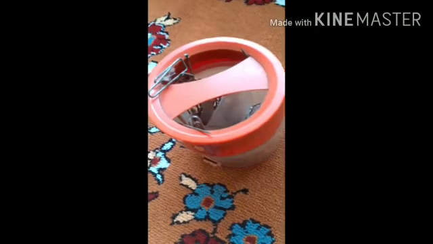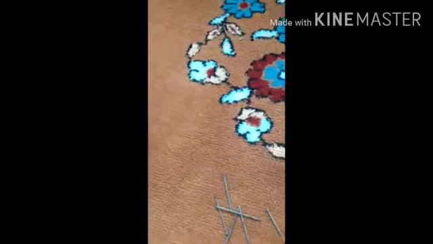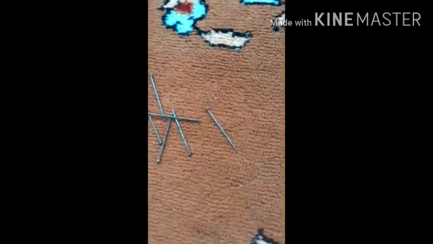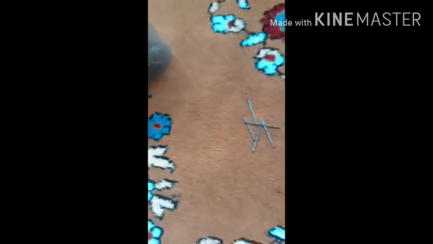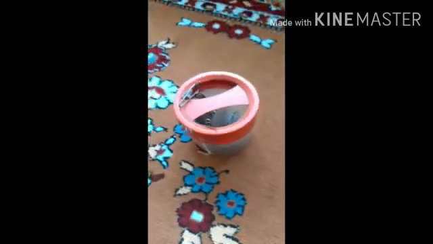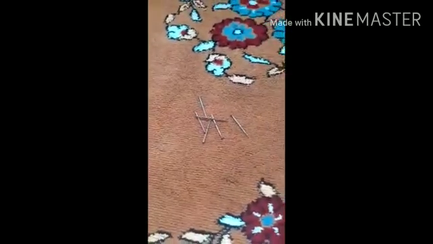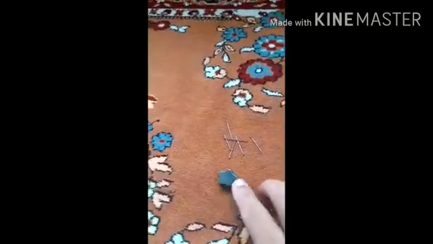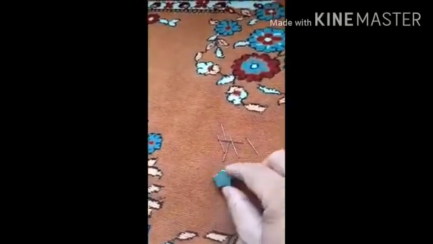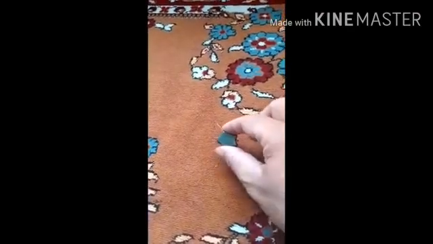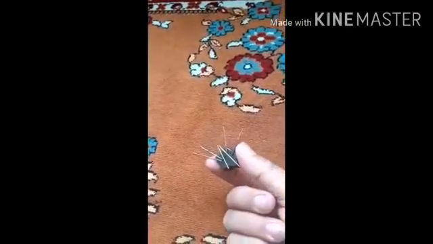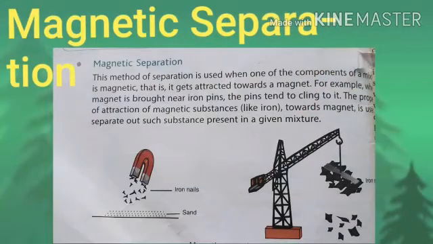Now, after doing this process, I want to show you something. This is a container of iron pins. Some of the iron pins are spilled over the carpet. I want to collect all these pins. Do you know what I did there? I was having a magnet, a toy magnet in my hand. This magnet, when run over the carpet, all the pins cling to the magnet.